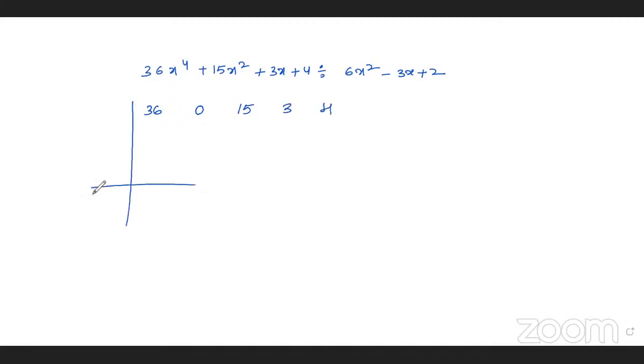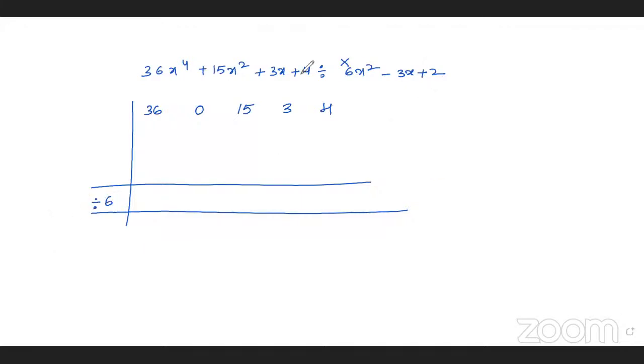Suppose let me take another problem. 36x power 4 plus 15x square plus 3x plus 4 divided by 6x square minus 3x plus 2. First write 36, and the x cube term is missing, so that is the reason I am taking a 0. Next 15, next the x value, next the 4 value. Now, what is the main divisor? This is our main divisor.